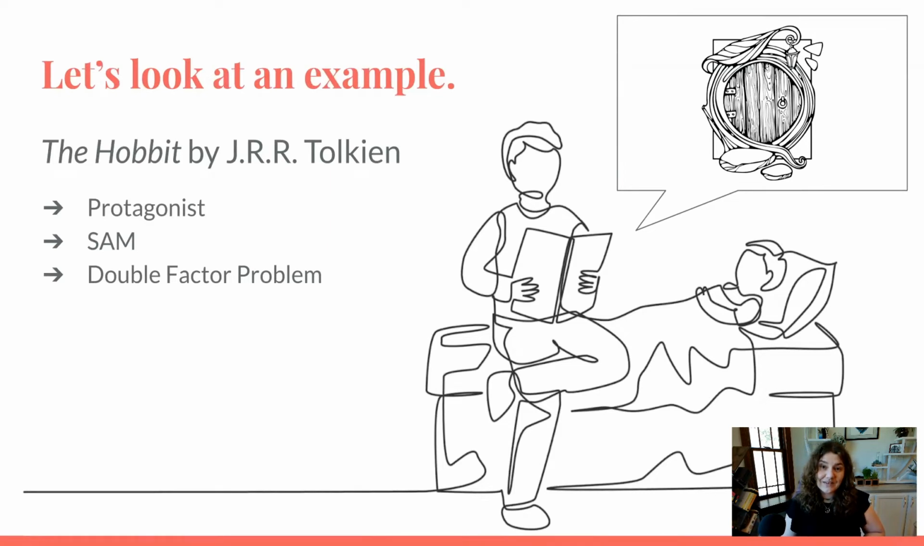And then finally, that brings us to the double factor problem. Now, we've talked about what those two factors are, and now we have to look at, well, do the other avatars in The Hobbit undergo those same choices? And they do. So we have the dwarves.